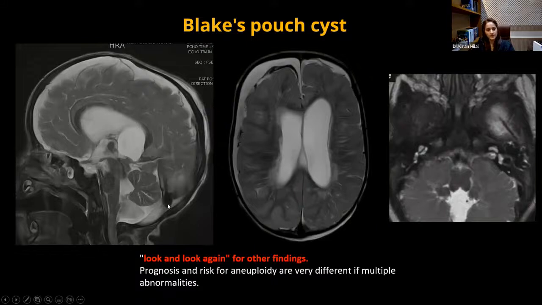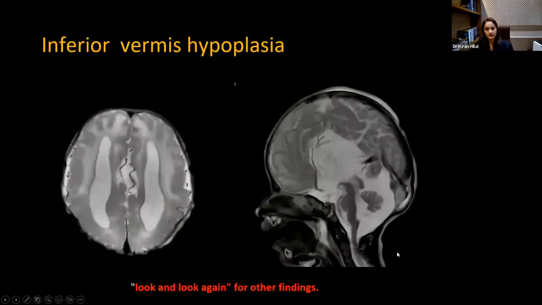This was a baby who presented to us. You can see there is an abnormal black pouch. But in addition to the black pouch, there are definitely abnormal dysmorphic cortical gyri, an abnormal pattern of gyri and sulci, and you can see the dysmorphism of the cerebellar hemisphere. So these are not isolated cases of the black pouch. Look again and again for other findings to predict the neurodevelopmental outcome and suspect chromosomal abnormalities in these children.